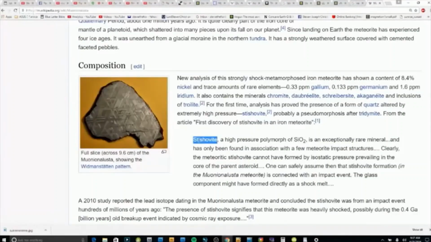Stishovite was found in this particular octahedrite, a high-pressure polymorph of SiO2, extremely rare. They concluded it was due to some type of shock event, almost as if it hit glass. That's kind of interesting. Maybe not almost.